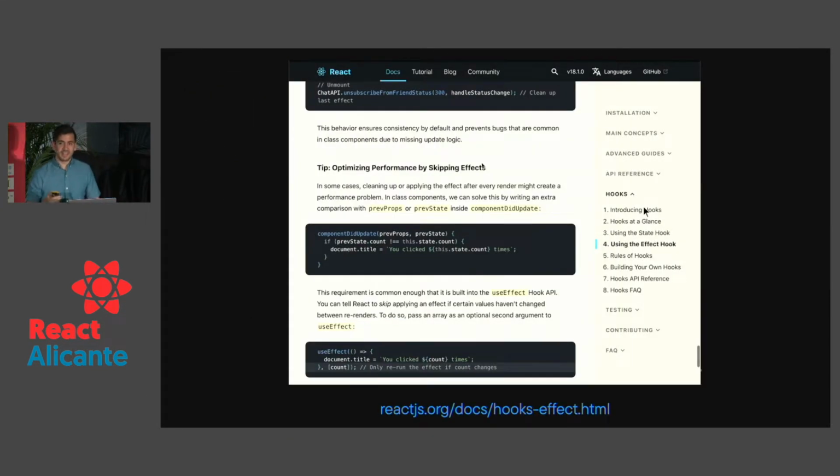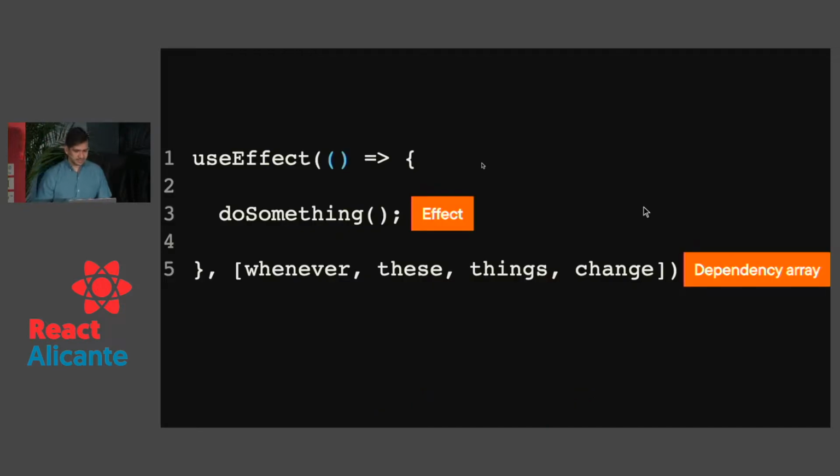So the problem is that in the current React docs, this idea of a dependency array does not actually appear in the documentation until the very end. And it's as a tip. It's a tip for optimizing performance by skipping effects, instead of being one of the main concepts of effects.